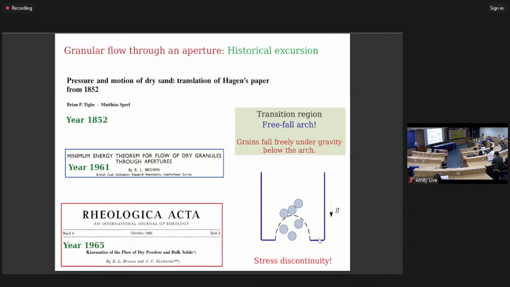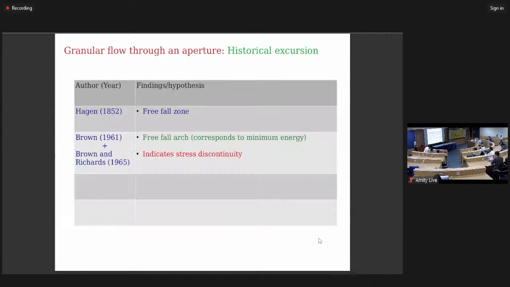So what does it say? It says that right above the outlet, there is a virtual boundary at which particles are in contact, and just below they are not in contact, right? What does it indicate physically? It indicates that if there is a free fall arch, there has to be a stress discontinuity. So if I consolidate it, Hagen said free fall zone, then Brown and his colleague later said free fall arch, which corresponds to minimum energy at that location. And of course, if the free fall arch has to exist, then there has to be a stress discontinuity.